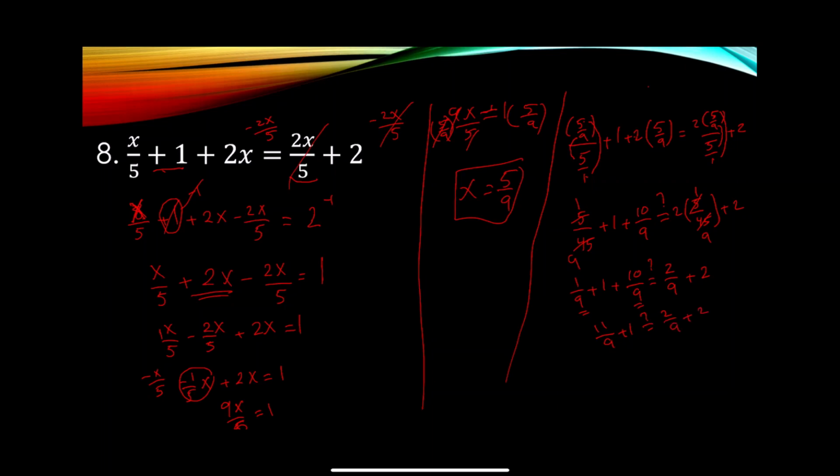If we unify the denominators here, we will get 20 over 9. And 2 over 9 plus 2 is, again, 20 over 9. So they are equal. I mean, our solution is true. The answer is x equal 5 over 9.